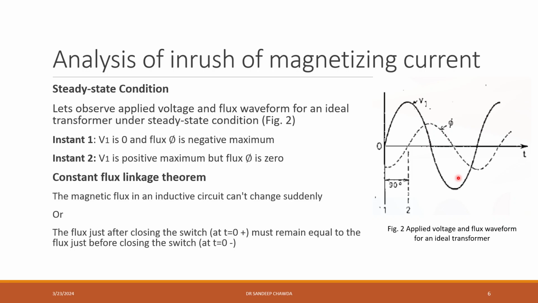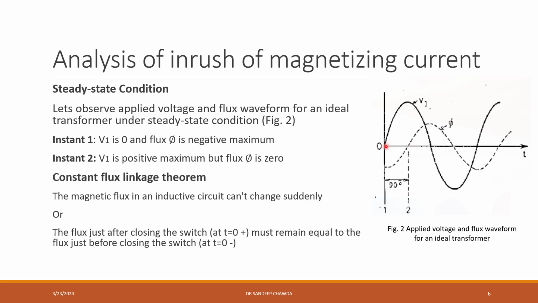We know that in case of transformer, the flux lags voltage by 90 degrees. So our transformer can be switched on at any instant between this instant 1 and instant 2. It can be switched on at instant 1, or between these two values, or at instant 2. So what happens if it is switched on at a particular instant? At instant 1 we could observe that the voltage is 0 and the flux has negative maximum. At instant 2, voltage has maximum value and the flux has 0 value.